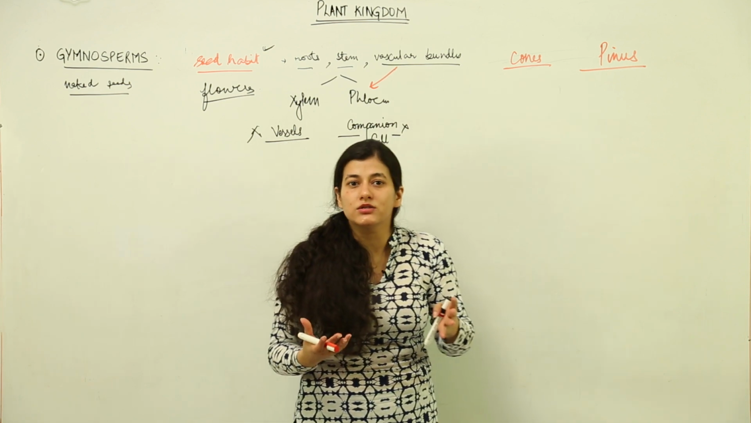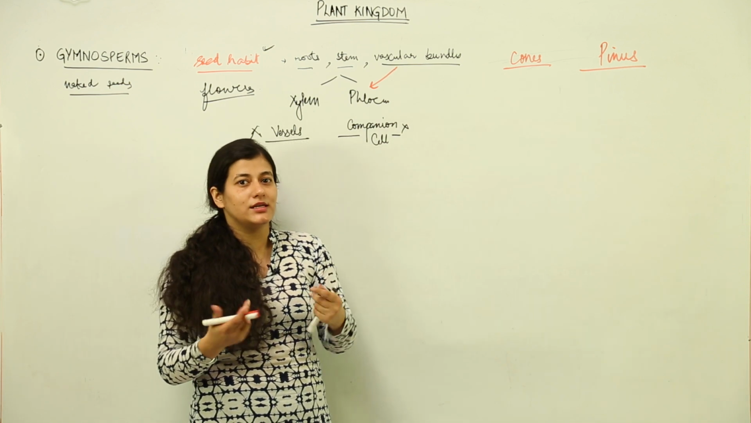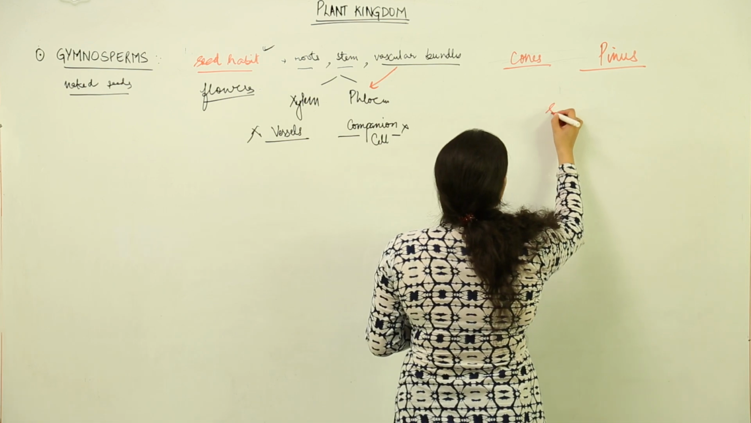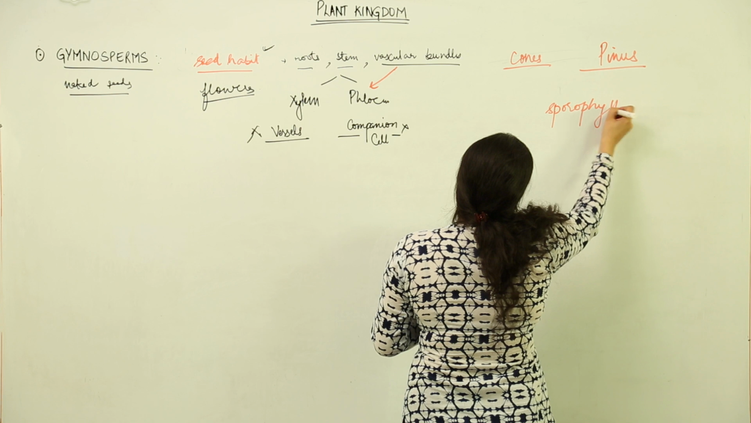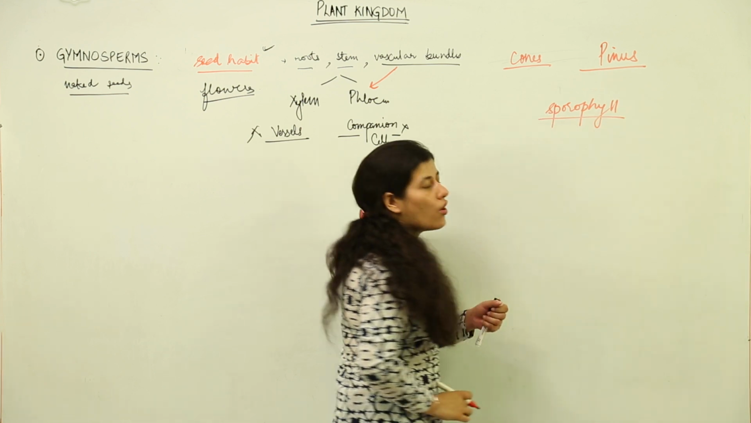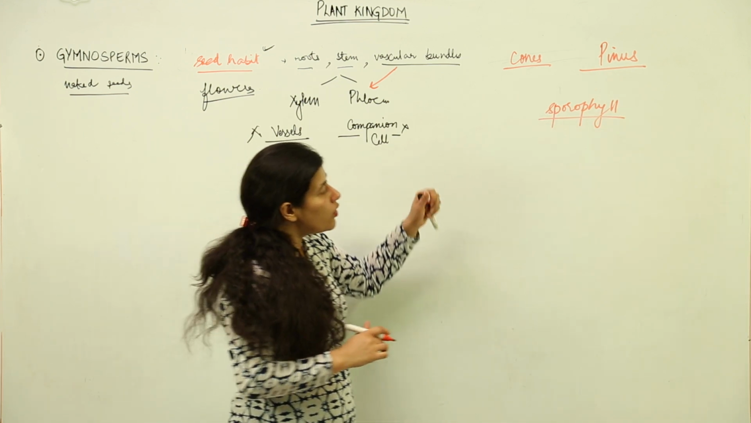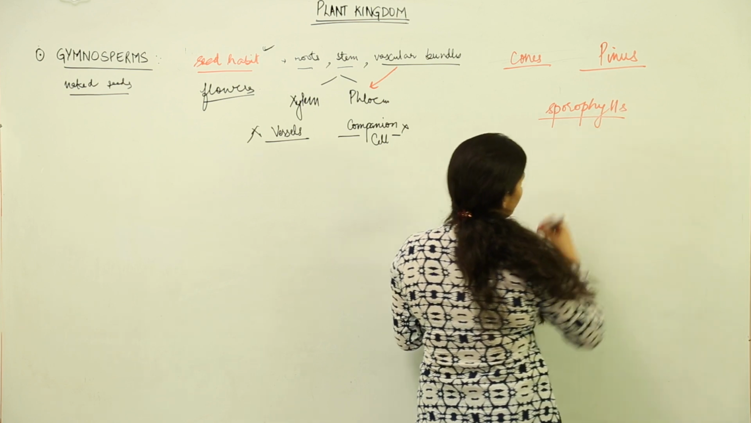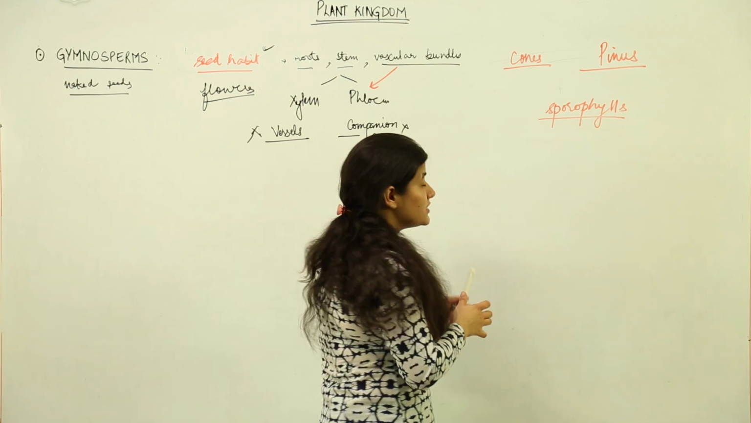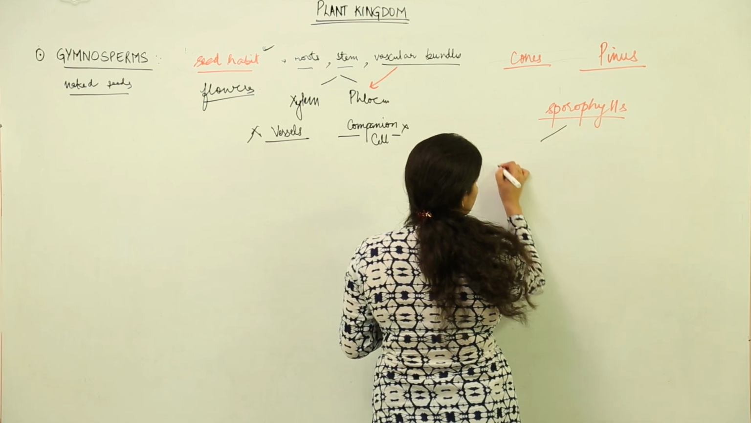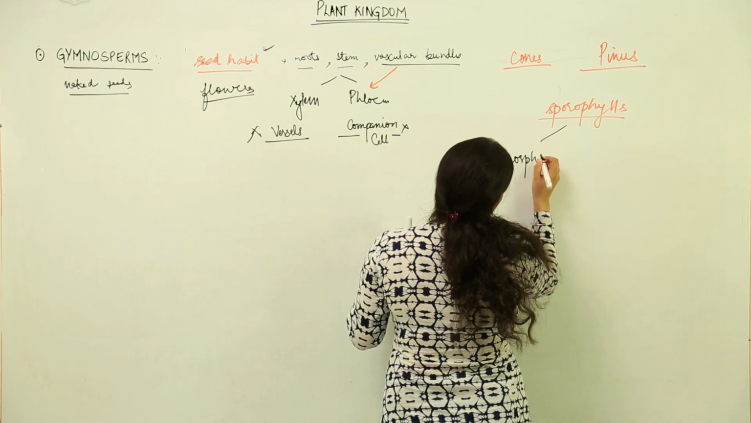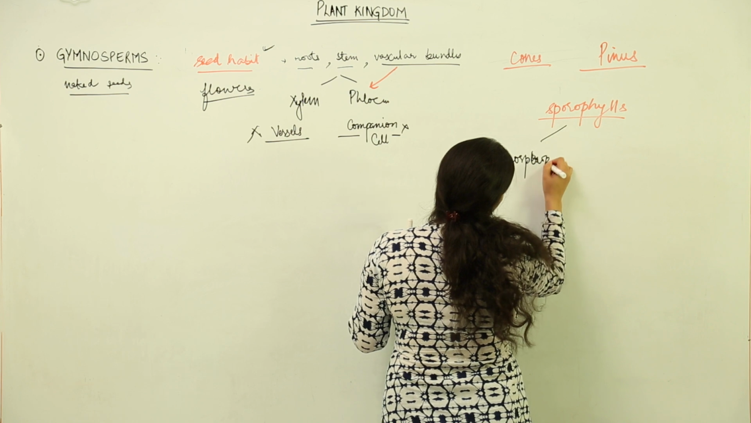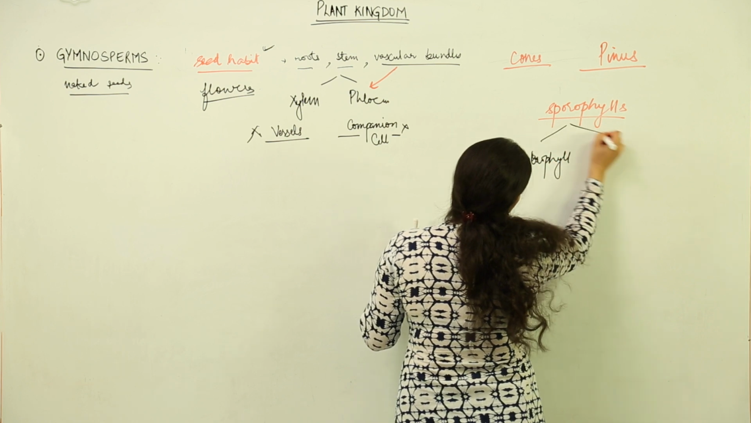Now what are pinus cones? Cones are basically sporophylls. The terminology somehow resembles that of the pteridophytes. What would be a sporophyll? When I talk about sporophylls, there are two types: one is microsporophyll and the other one is megasporophyll.